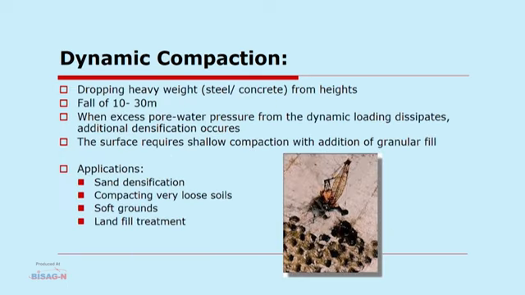Dynamic compaction is the third method under soil densification. A heavy weight, steel or concrete, is dropped from a height, falling from approximately 10 to 30 meters. When excess pore water pressure from the dynamic loading dissipates, additional densification occurs. The surface requires shallow compaction with addition of granular fills. Applications: sand densification, compacting very loose soil, soft grounds, and landfill treatments.